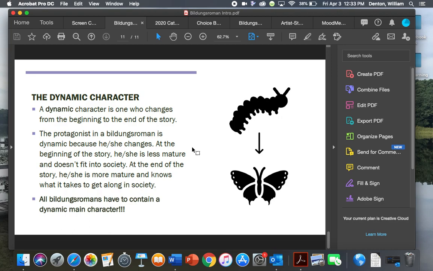So hopefully you've understood what a Bildungsroman is. There are plenty of resources on the internet that explain this as well. If you need more help with this, please let me know. But this is what we are focused on. If you know this and you can identify this in a novel, you're in great shape.